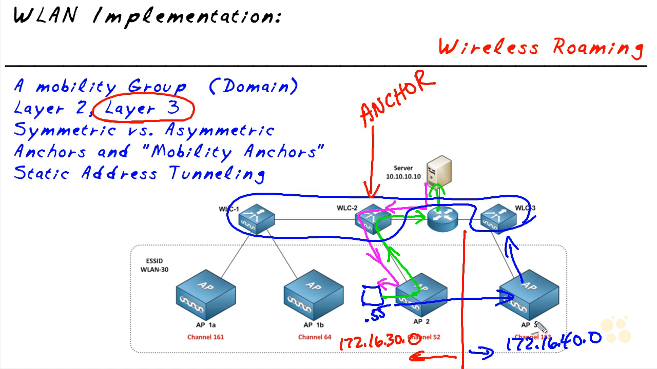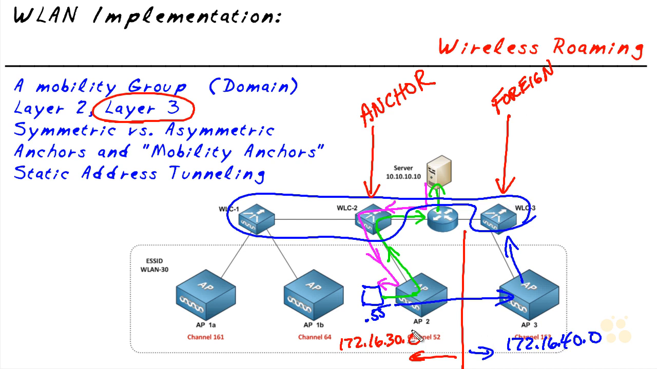As that user is roaming and going to access point 3, wireless LAN controller 3, because it's communicating with wireless LAN controller 2, becomes the foreign controller. So the anchor controller is the original one, and this new one that's letting this user on, because of the mobility information that's being shared, is called the foreign controller.